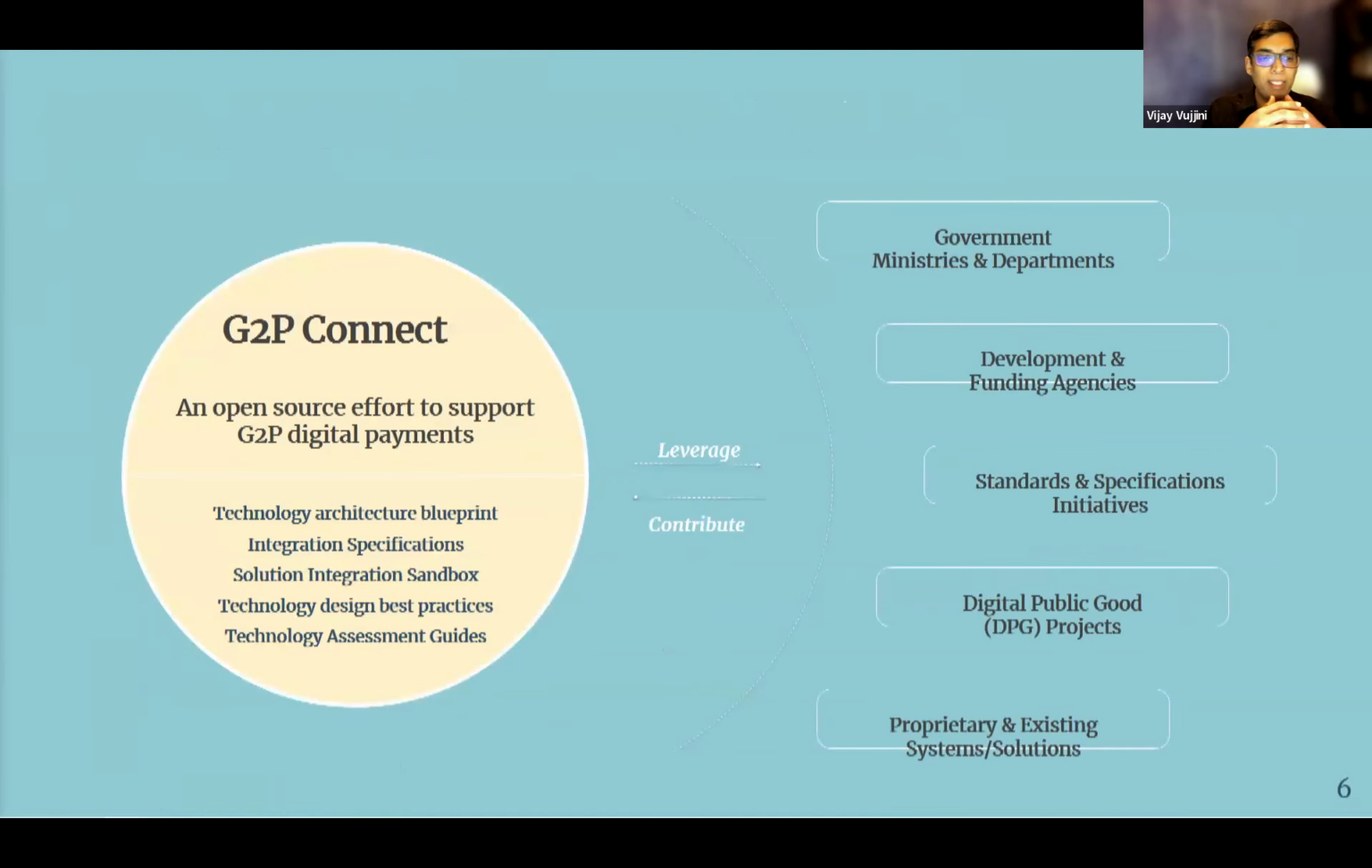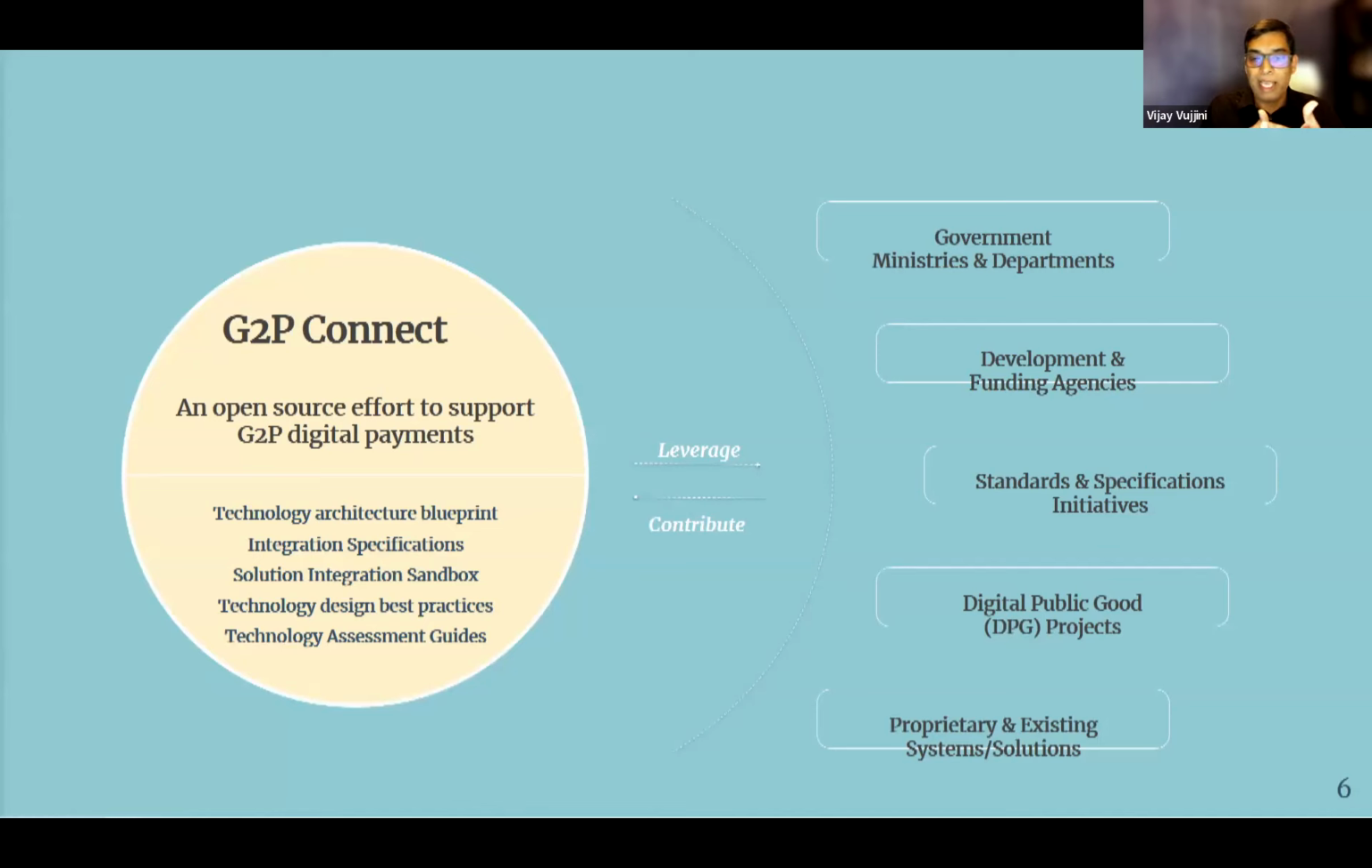In terms of providing these digital assets, be it the architecture blueprint, integration specifications, the sandbox, or the assessment guides for how solutions can come together to solve G2P Connect, we keep countries in focus from a nuanced design and architecting perspective. On the right-hand side, the government ministries and departments are the primary demand-side stakeholders bringing these use cases and DPIs to life, working alongside development agencies and funding agencies, like all of us in this room, and partners, and working with proprietary existing solutions in the countries, as well as the DPGs and open source initiatives, which are important players in bringing the solutions to life.